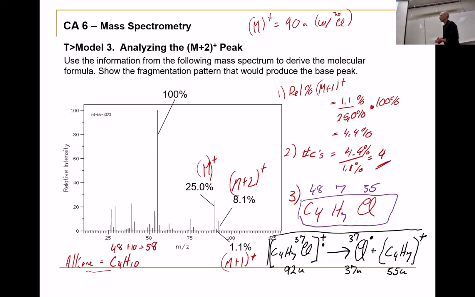So we came up ultimately with this formula, and that's essentially where we ended. But there was an additional question, and it said, show the fragmentation pattern that would produce the base peak. So recall the base peak is the peak that is in the greatest abundance. And sometimes you're able to explain where that peak comes from because there's an obvious fragmentation pattern. And in this particular case, there is pretty much an obvious fragmentation pattern.